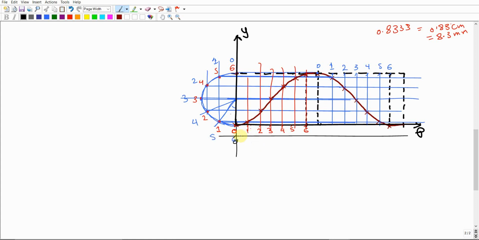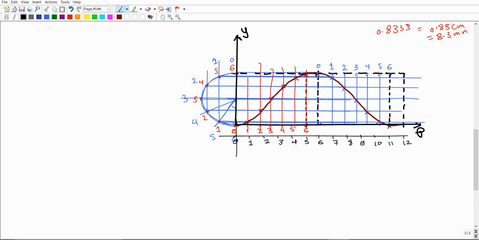So this is mark 1, mark 2, 3, 4, 5, 6, 7, 8, 9, 10, 11, and 12, right? Then you're just gonna give them numbers. This is gonna be 1, and this is gonna be 2, 3, 4, 5, 6, 7, 8, 9, 10, 11, and the 12. Make sense? So this is the first step.